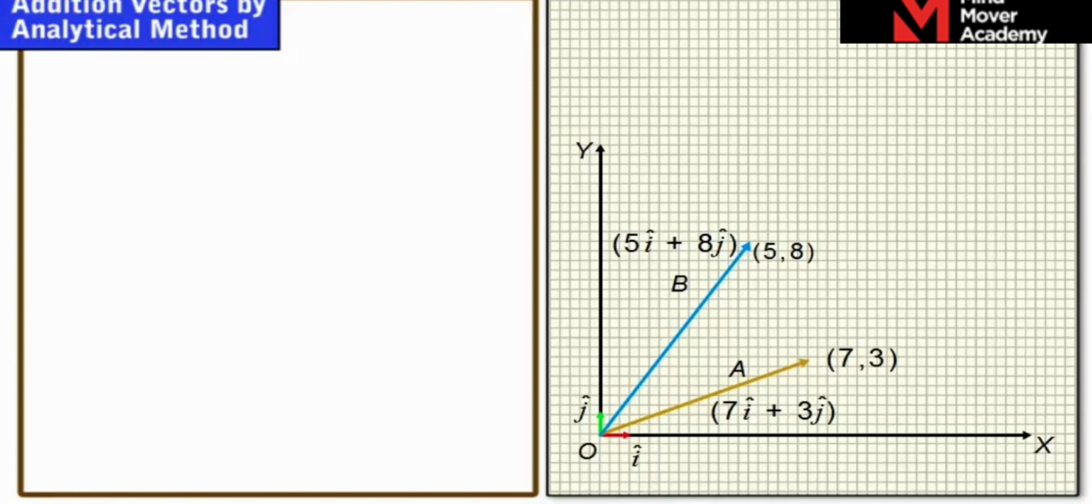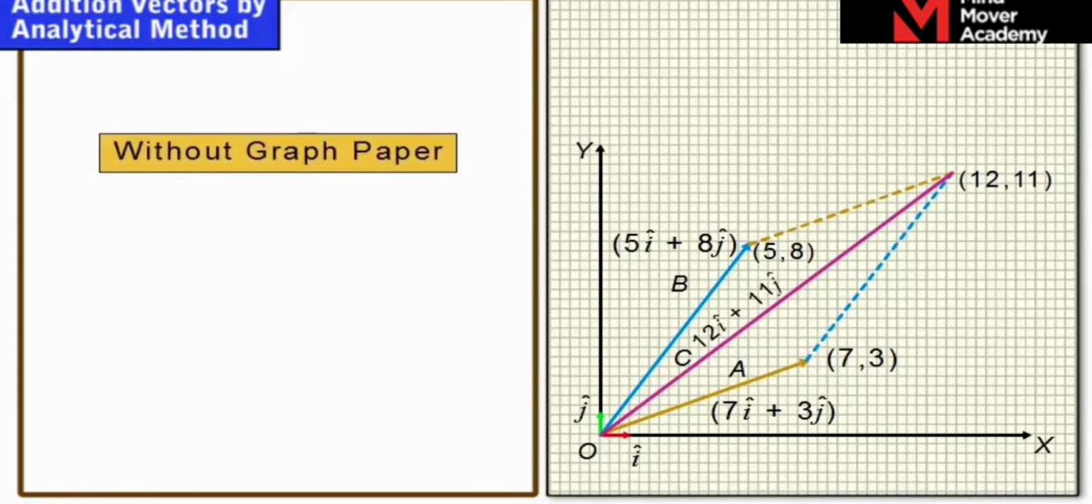Complete the parallelogram by drawing parallel lines from the arrowheads. Draw the diagonal passing through O. Display an arrowhead at the end of this diagonal. This diagonal represents the required resultant vector C. Check the coordinates of the arrowhead point of C, which should be 12, 11. You can also solve this problem without graph paper.